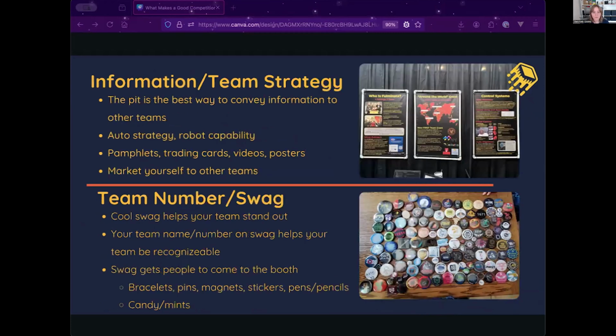And then information. Again, your pit is the best way for your team to convey any information to the entire event. So have your auto strategy, your robot capability, market yourself to other teams, any information you want to get across, make sure it's in your pit.